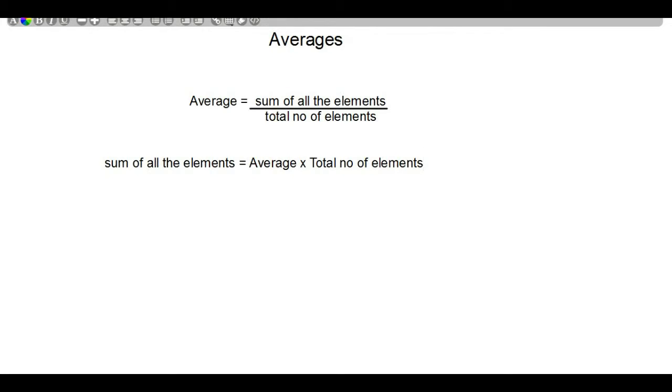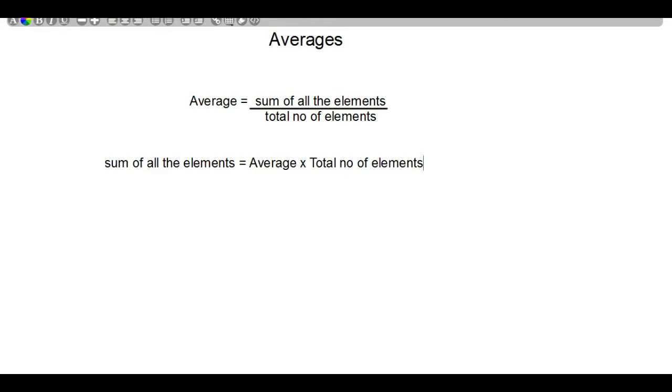In this session, we are going to discuss average, which is one of the most important concepts from quantitative aptitude. Let us first understand the basic definition of average. Average is nothing but the sum of all the elements divided by the total number of elements. Element here can be any type of variable for the given set of people or given set of entities.